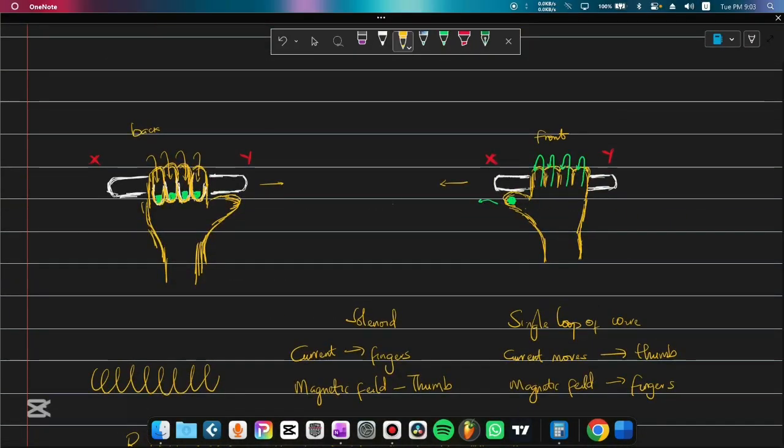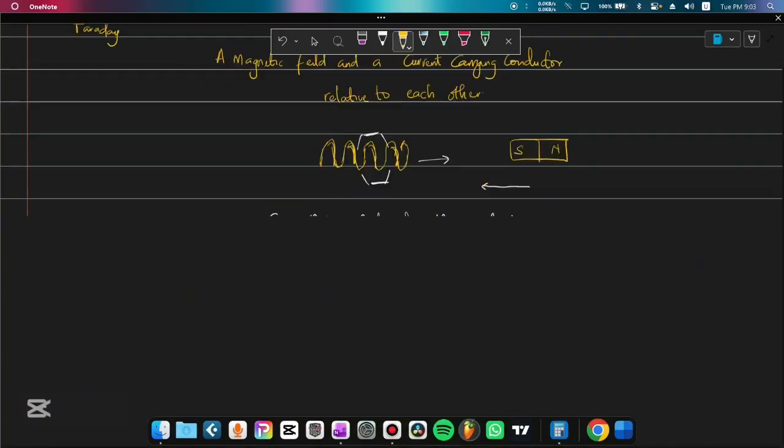If the solenoid generates the magnetic field with the north facing this direction and the south facing this direction, how will current flow? Don't forget, current will flow from the front of the coil to the back of the coil. Because the way our hand is facing, our fingernails are facing the back. So it's going to go from the front of the coil to the back of the coil. Now let's go to those coils and see.